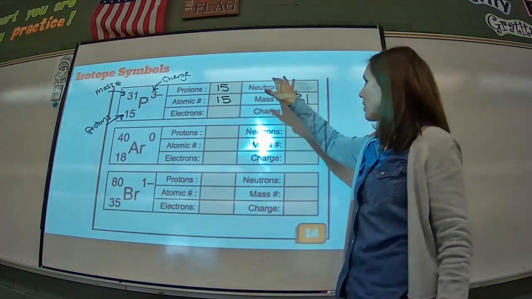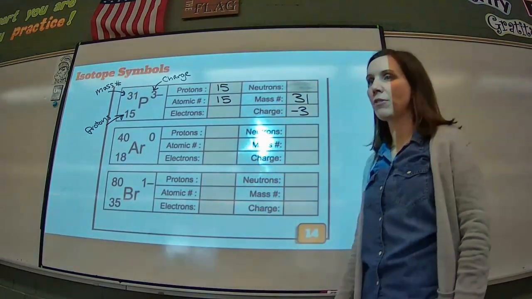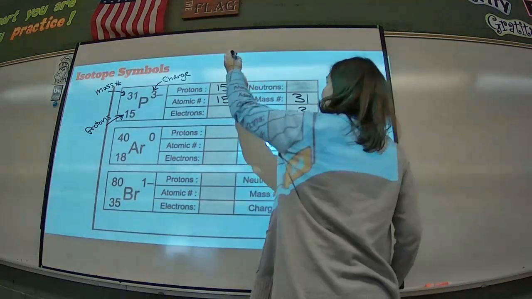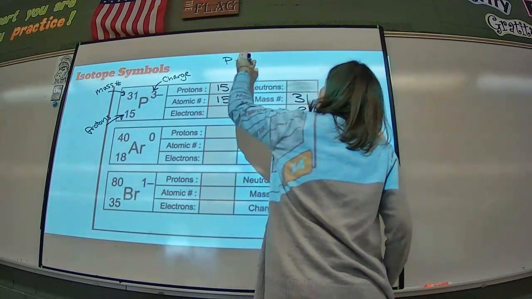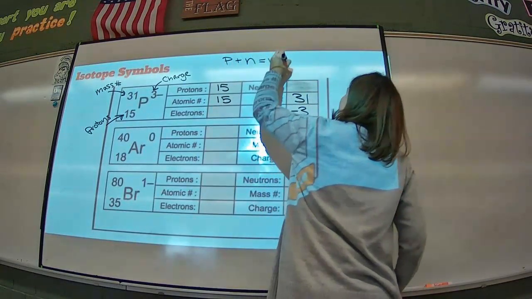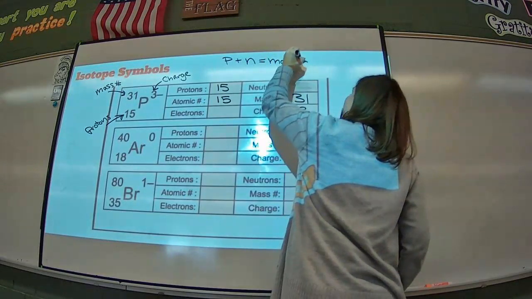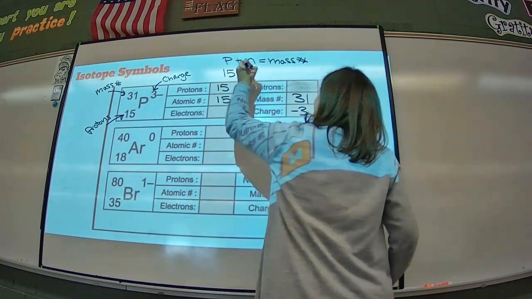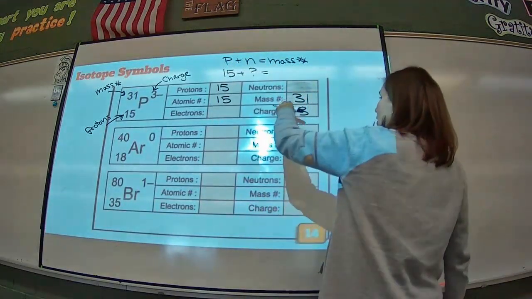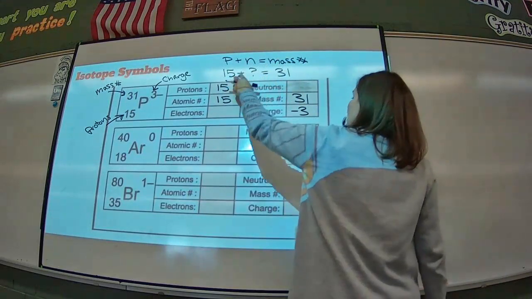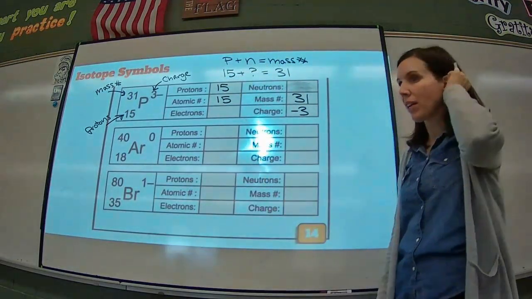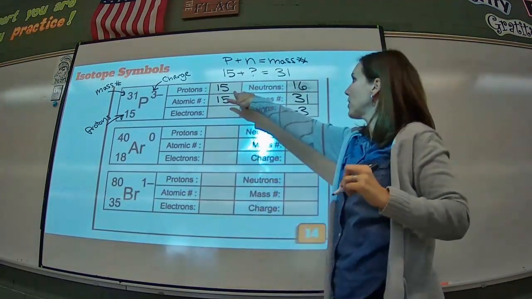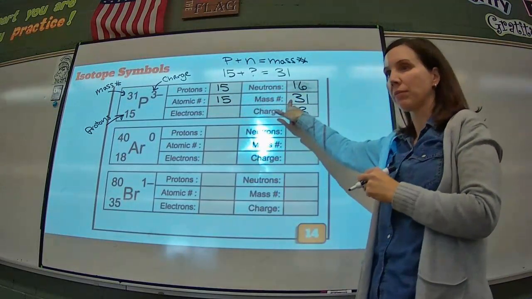So now we have to do some math to get our electrons and our neutrons, so I'm going to go for the neutrons first. I know that mass number is equal to protons plus neutrons. And I know my number of protons is 15. I don't know my number of neutrons, but I know that my mass number is 31. So 15 plus what would give me 31 is what I need to figure out. And so that means I have 16 neutrons, right? 15 plus 16 gives me 31.